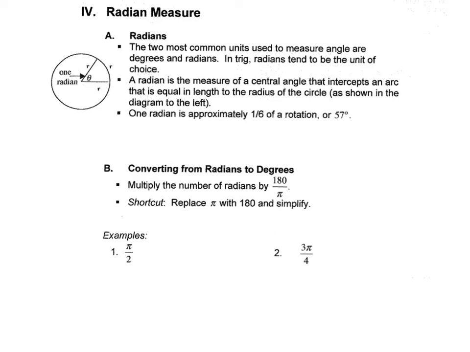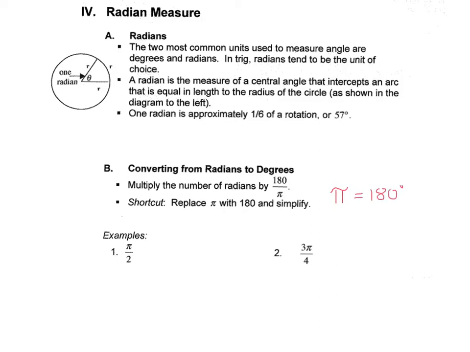We're going to learn how to actually convert from radians to degrees and then degrees to radians, using our calculator without changing the mode on the calculator. In order to go from radians to degrees, you multiply the number of radians by 180 over pi. Or a shortcut method would be to replace the pi with 180, because pi actually stands for 180 degrees.